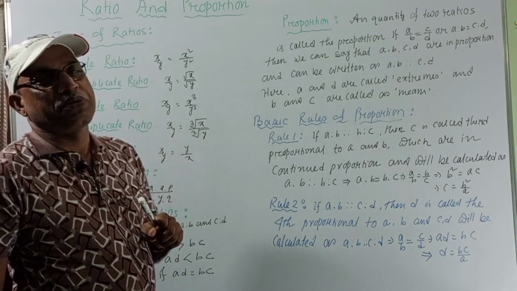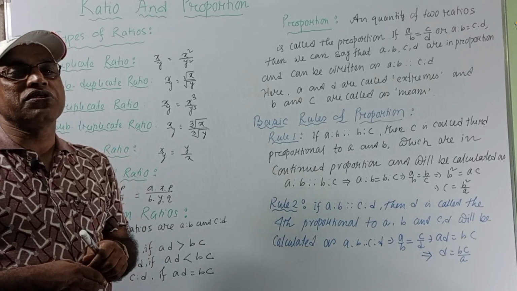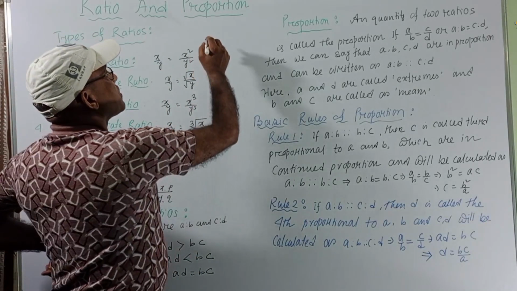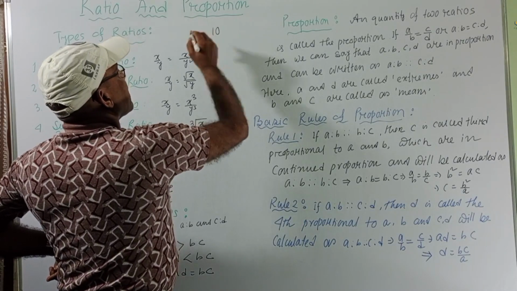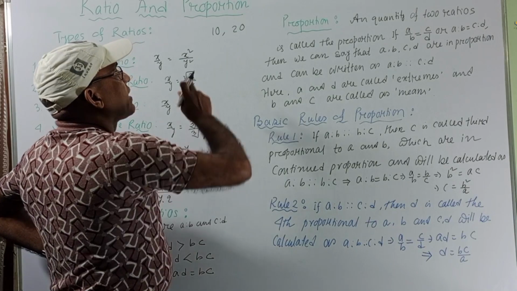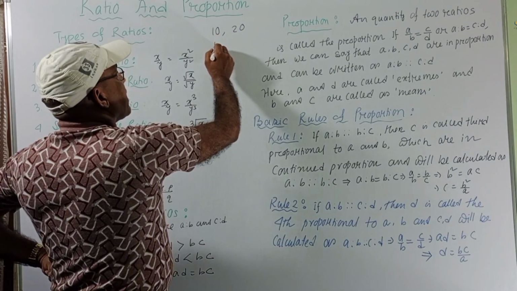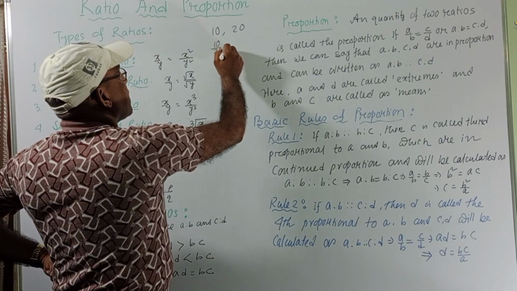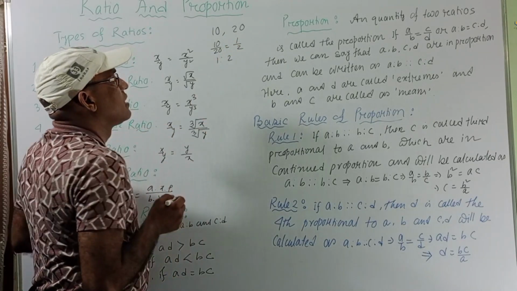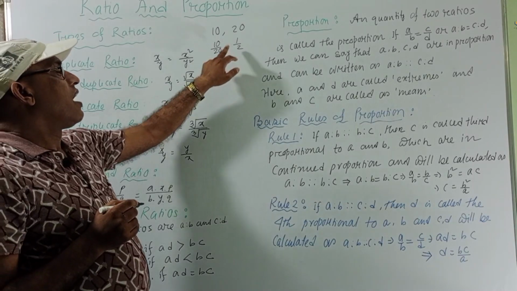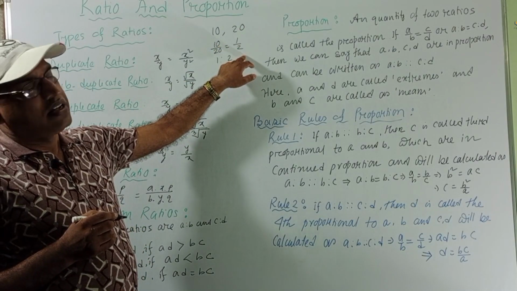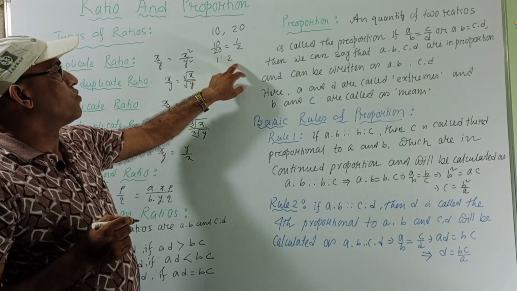Types of ratio, there are different types of ratio. So ratio means, suppose 10 rupees, 20 rupees, then 10 by 20 equals 1 by 2. The ratio is 1 is to 2. This is called ratio. After simplifying, we get this. Ratio is 1 is to 2.